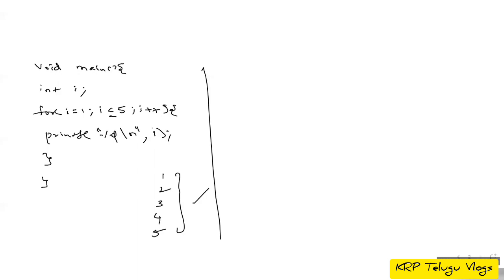Done? Yes, sir. Okay. So now, see what will be printed. printf of 1 in double quotes. One is a string. printf of 0.